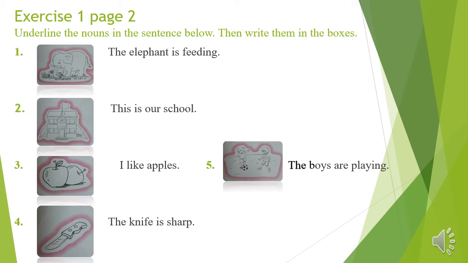Number 1, the elephant is feeding. Number 2, this is our school. Number 3, I like apples. Number 4, the knife is sharp. Number 5, the boys are playing. In these sentences, students, elephant, school, apples, knife, and boys are nouns.